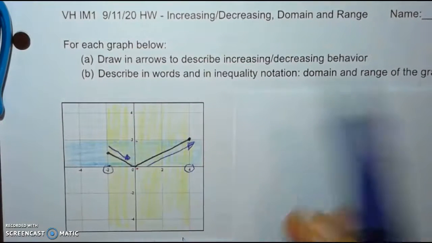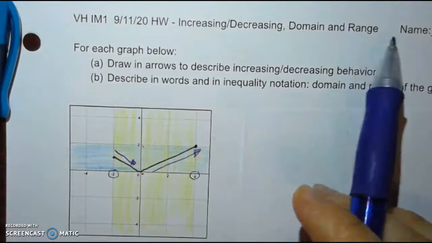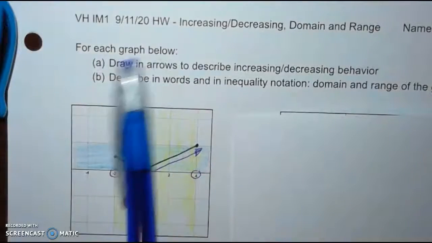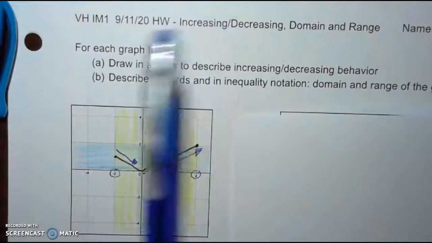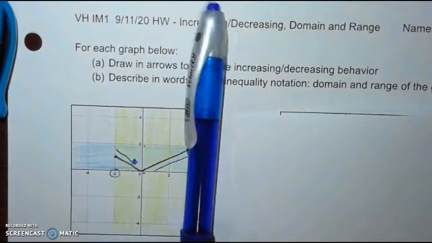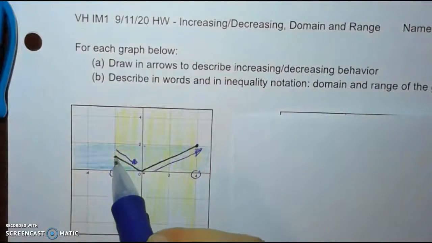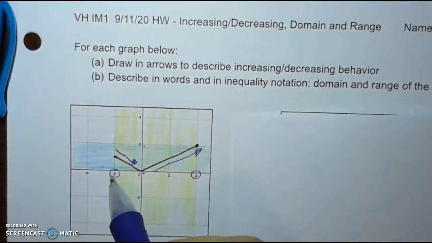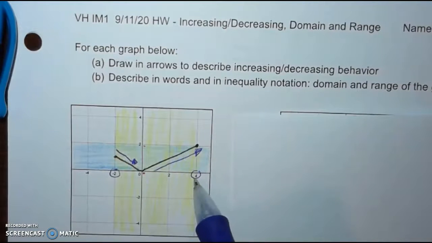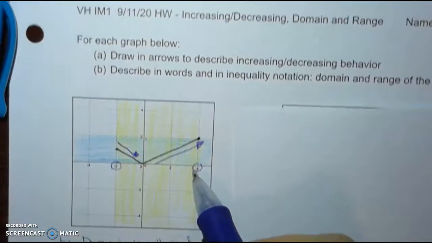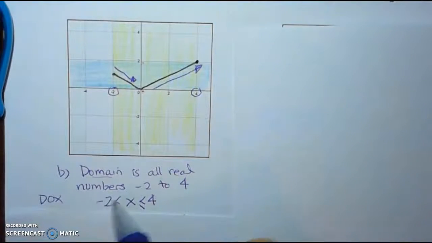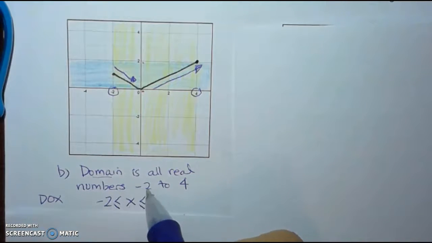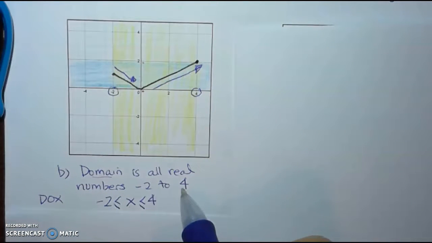Let's do domain. Domain is all possible x values, right? So I just shaded in, just like we did in Desmos, and covered up where the graph extends. This is the minimal value. This is the maximum value. Minimal value was -2. Maximum was +4. So I can say that domain is all real numbers between -2 to 4.